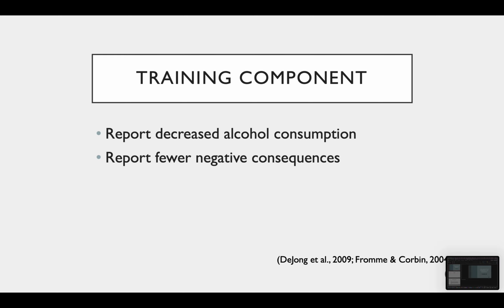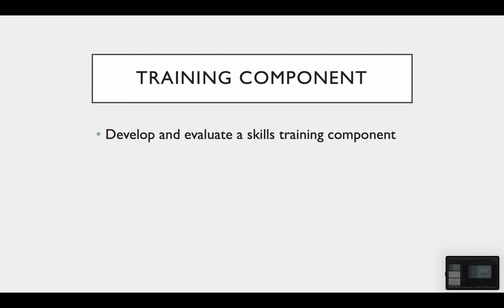Specifically, students who complete alcohol training courses that include a skills training component are more likely to report decreased alcohol consumption and less likely to report negative consequences related to alcohol consumption compared to students in information-only alcohol training courses. Thus, it seems important to develop and evaluate a skills training component that can be used in university alcohol education courses to teach college students to recognize and pour standard servings of alcohol.